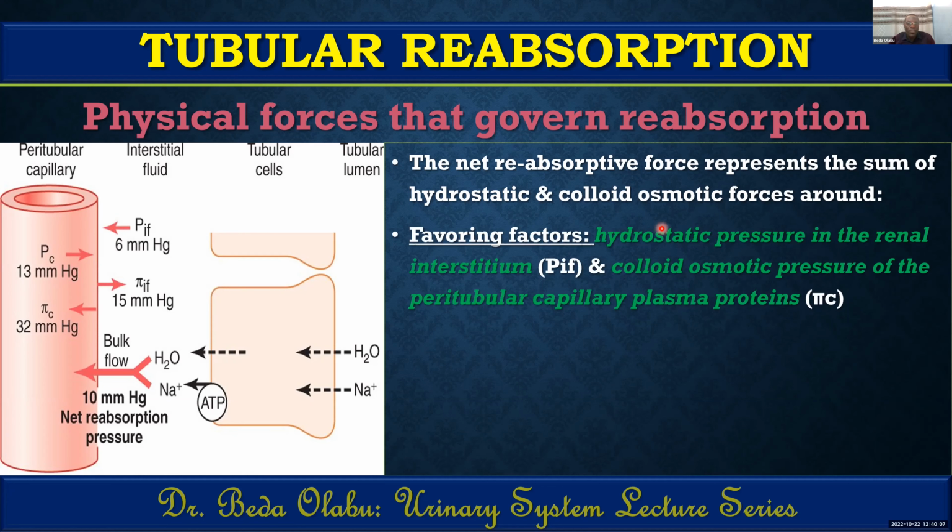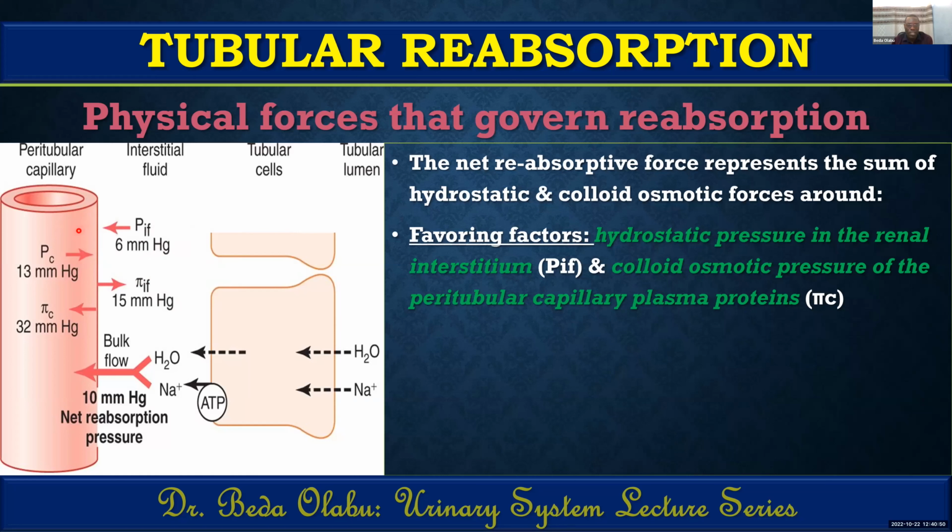What factors will favor reabsorption? The factors that favor reabsorption would be if the hydrostatic pressure in the renal interstitium is more than the pressure within the blood vessels. So anyway, hydrostatic pressure within the renal interstitium here, remember that the lumen is on this side, then these are the cells. Between the cells and the blood vessel, there is interstitial tissue. So we are looking at substance moving from the interstitial tissue to the bloodstream.